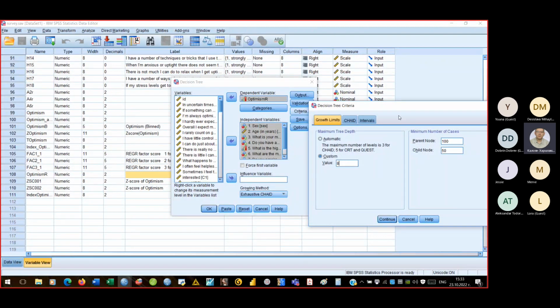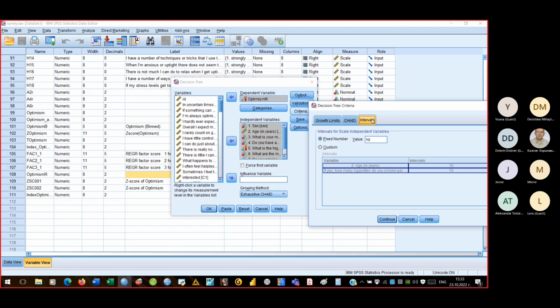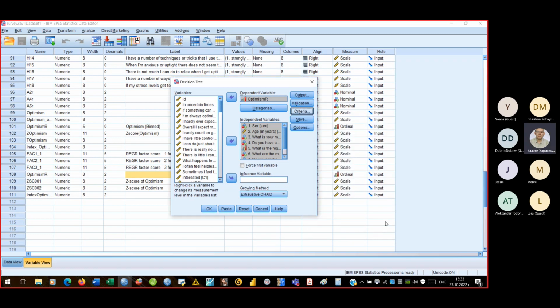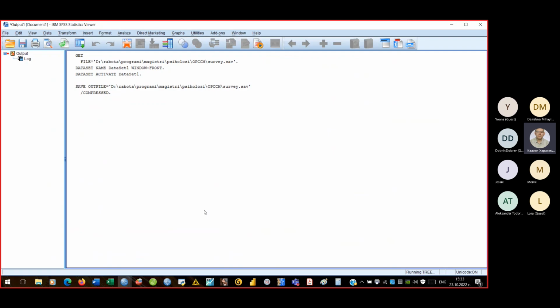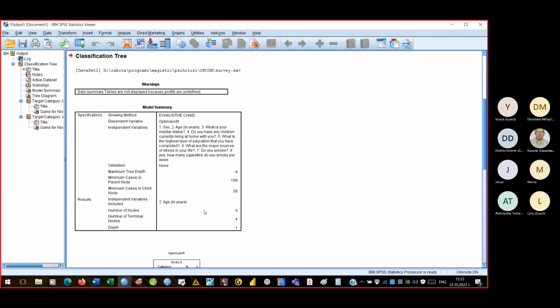Also, here in intervals, in this field value, it's recommended to put maximal possible value, and maximal possible value here is 64. So I will write here 64, and we are ready. I will press OK, and let's see the result.